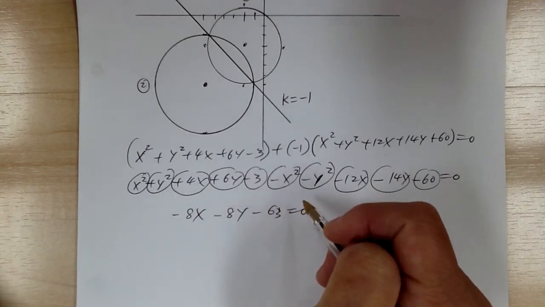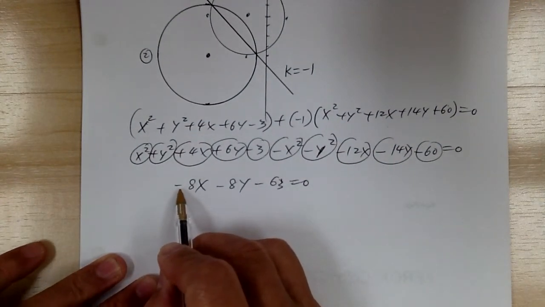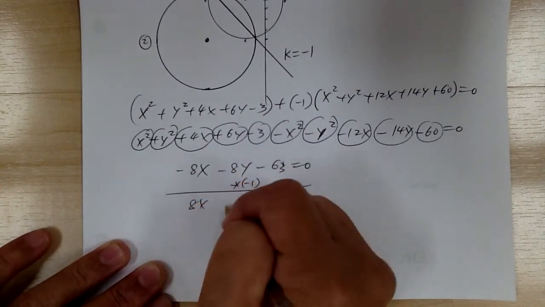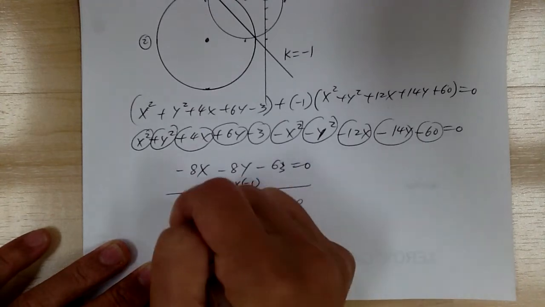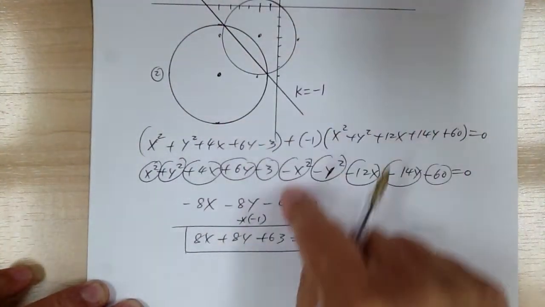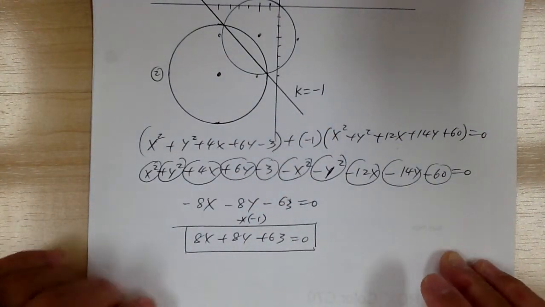Okay. Then after that, again, you want to avoid the negative in the beginning, so multiply it by -1. So you got 8x plus 8y plus 63 equal to 0. And that will be the equation for this line over here, the equation of your radical axis. Okay, let's go to number 8.